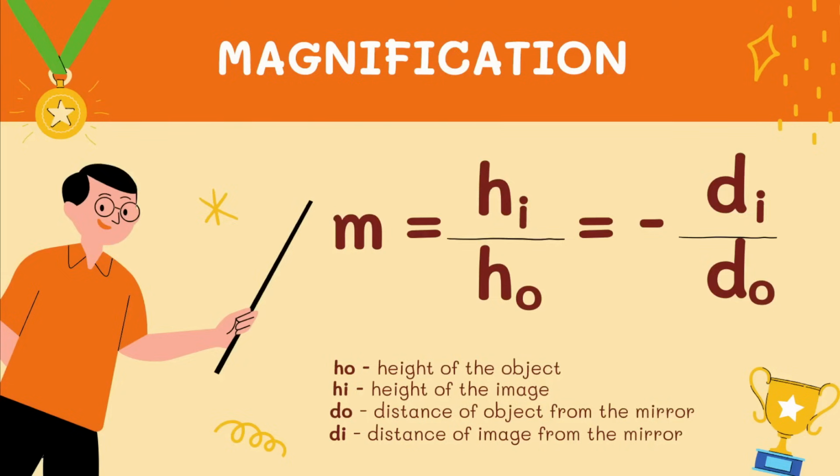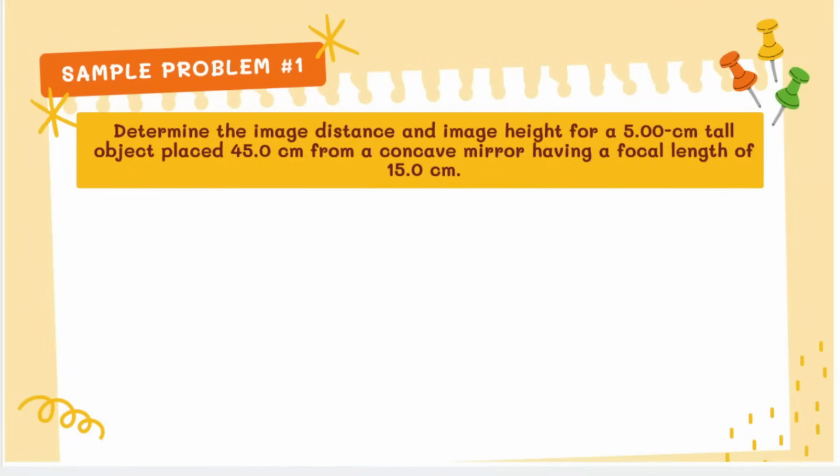Now, let's try to solve some problems. So, first problem. Determine the image distance and the image height for a 5 cm tall object placed 45 cm from a concave mirror having a focal length of 15 centimeters. So, dalawa ang pinapahanap sa atin, image distance and image height. So, first things first, we have to identify the given.